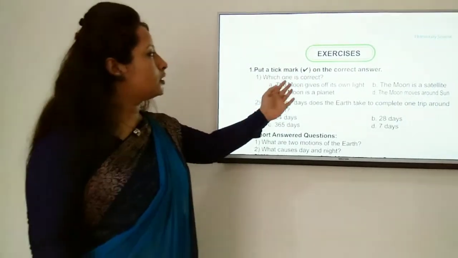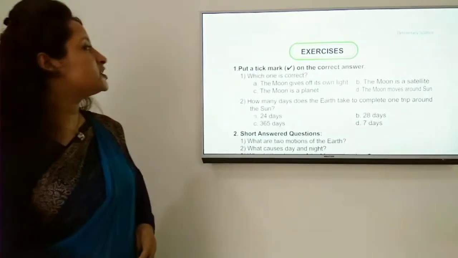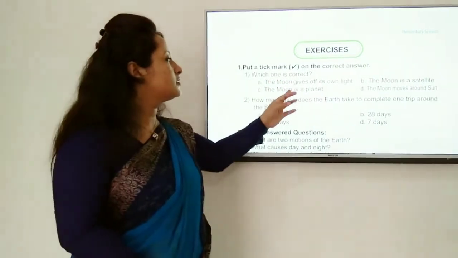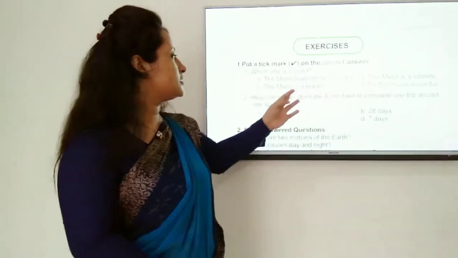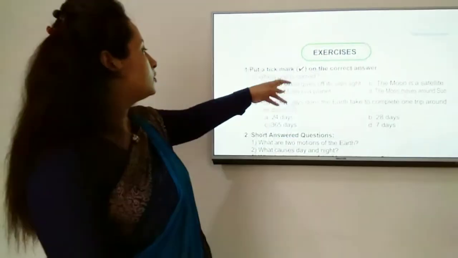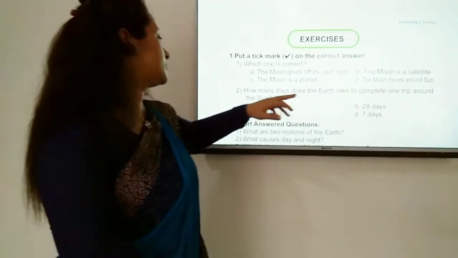Then we are going to the exercise part. Put a tick mark on the correct answer. Which one is correct? The moon gives off its own light. The moon is a satellite. The moon is a planet. The moon moves around the sun. Which one is correct? The moon is a satellite.